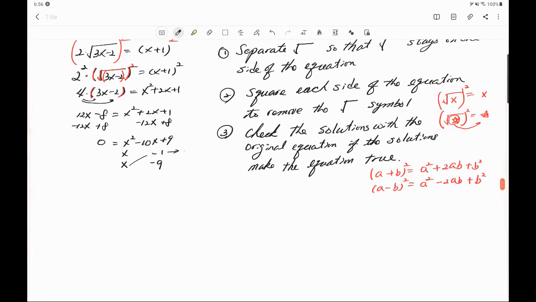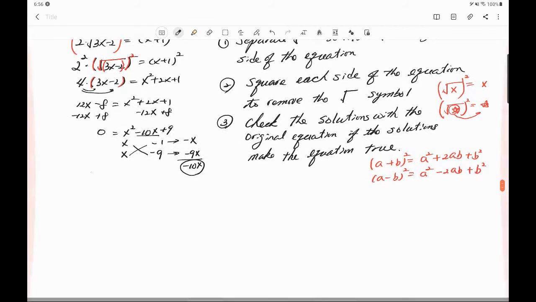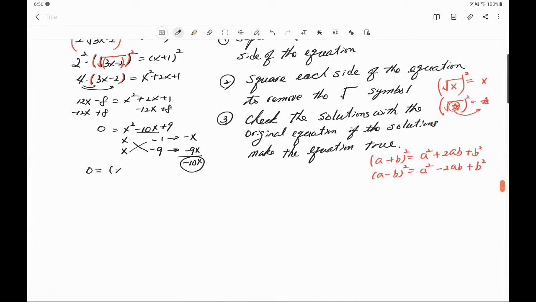Then the cross product is negative x. This product is negative 9x. And the sum is negative 10x. So this is the same as the term in the middle. So 0 equals x minus 1 times x minus 9.